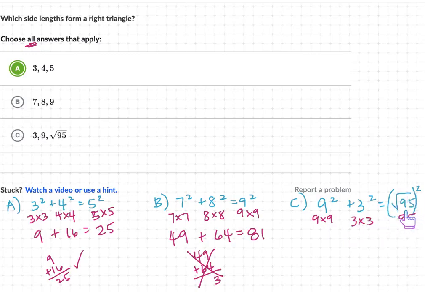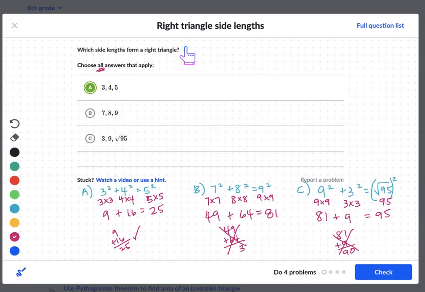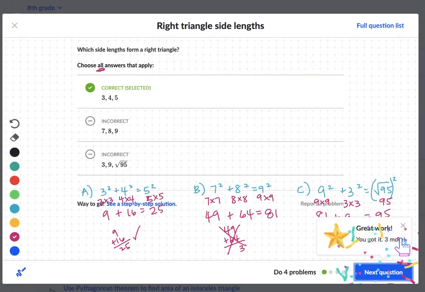And then the last one, 9 times 9, 3 times 3, and this one is going to equal 95 because it's the square root of 95. So if it multiplies by itself, it's going to go back to 95. That one's easy. This is 81 plus 9 equals 95. Does 81 plus 9 equal 95? No, it equals 90. So the only one that worked was 3, 4, and 5.